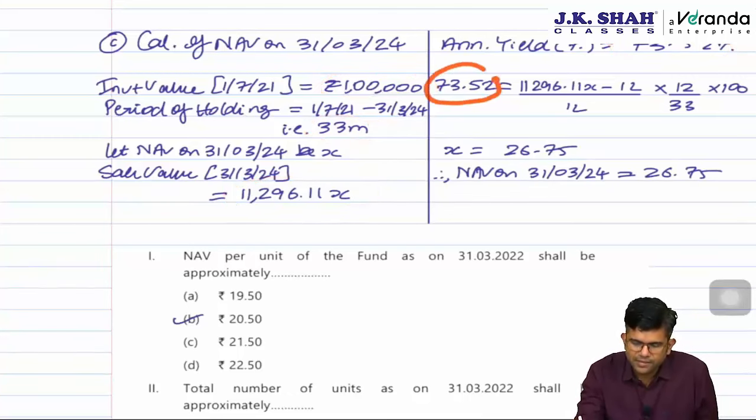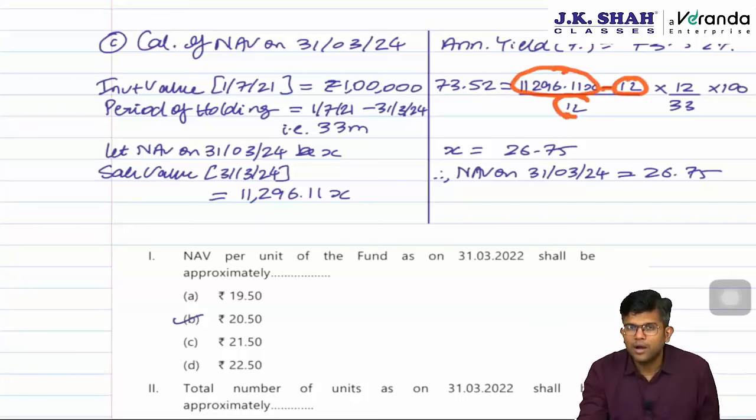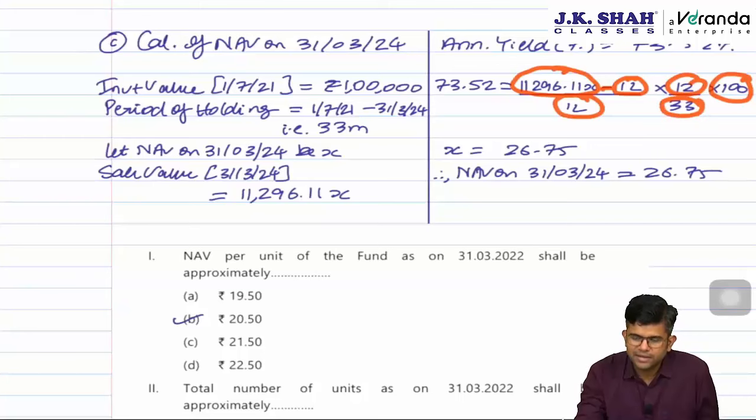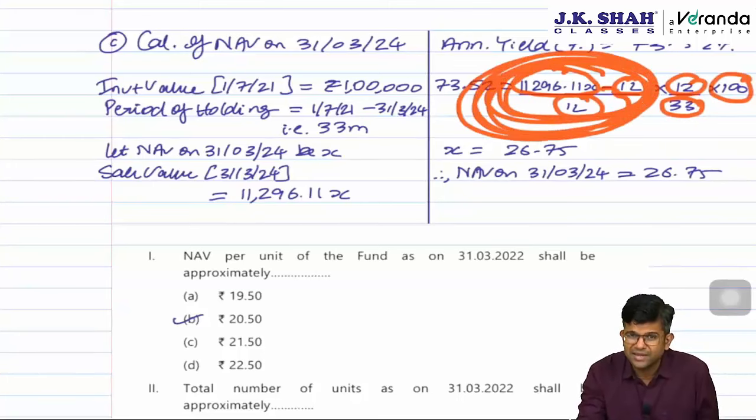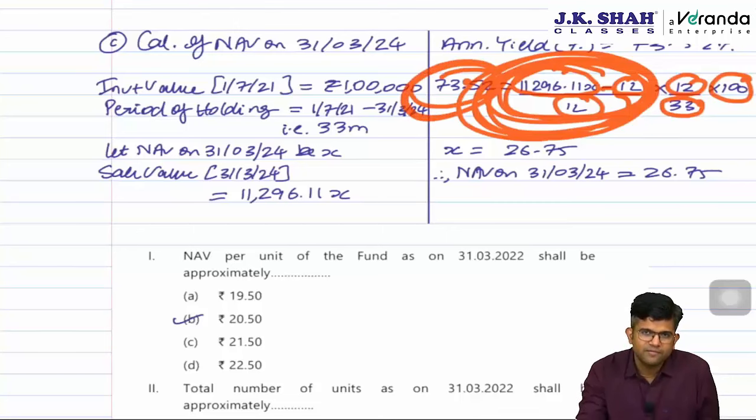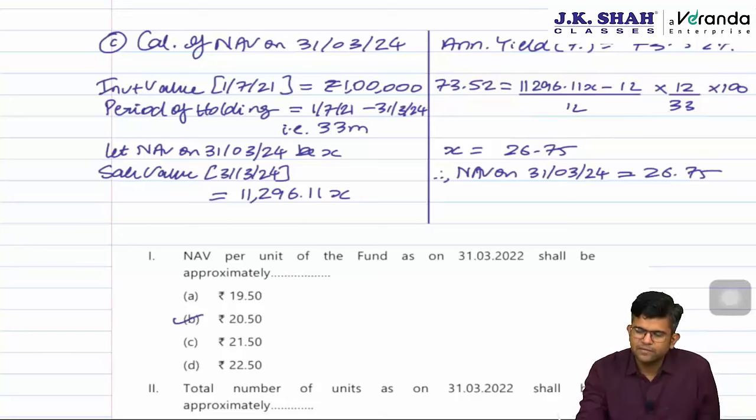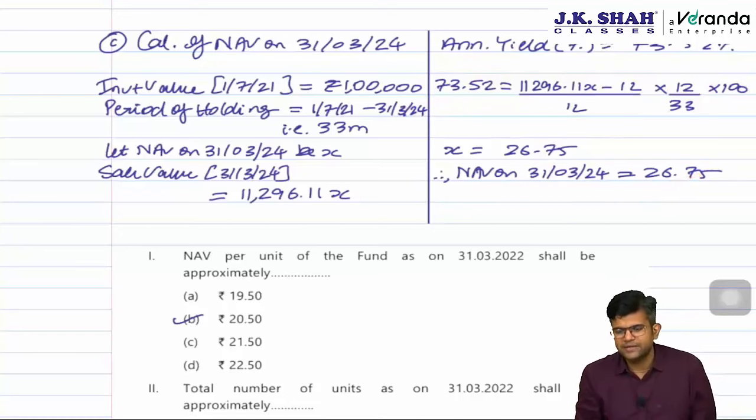So can I say 73.52, the annualized return, is equal to value of my investment on the last day minus investment value, upon investment value, into 100 into 12/33, because this particular return that I am marking here is over 33 months, but this 73.52 is equivalent for only 12 months. Hence we are annualizing it. When we solve it, we get X as 26.75.